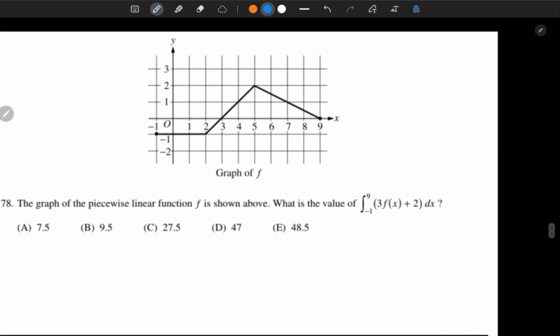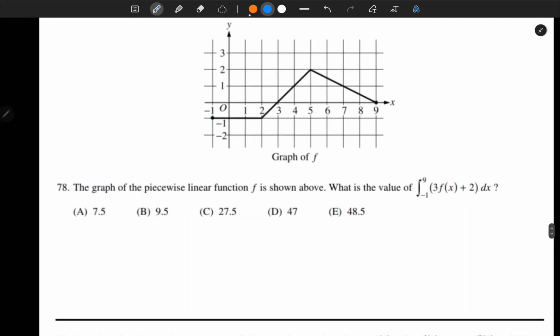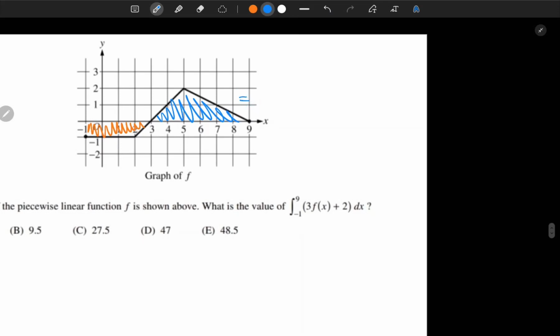Next, the graph of the piecewise function f is shown above. What is the value of this integral? Well, firstly, let's find the integral of f of x from -1 to 9. This should be given by the signed area underneath this plot. So it's going to be the blue minus the orange. The blue area is a triangle, so it's 1/2 times the base, which is 6, times the height, which is 2. So this is equal to 6.